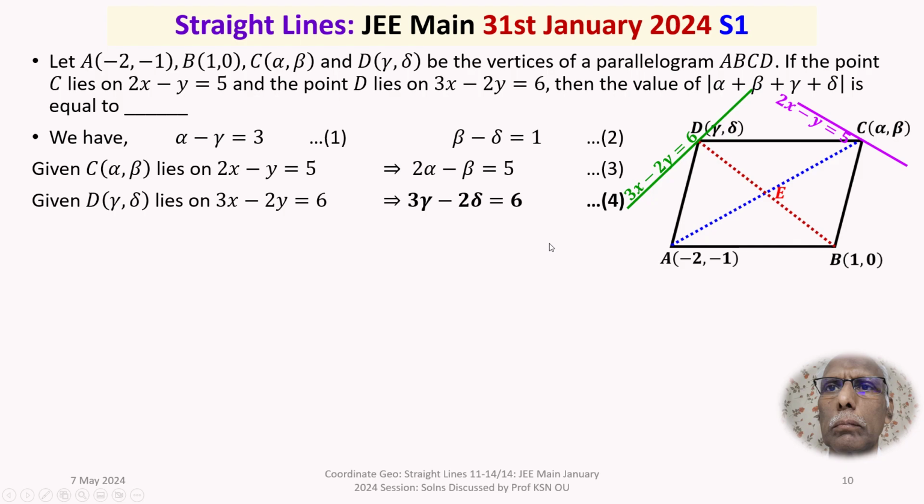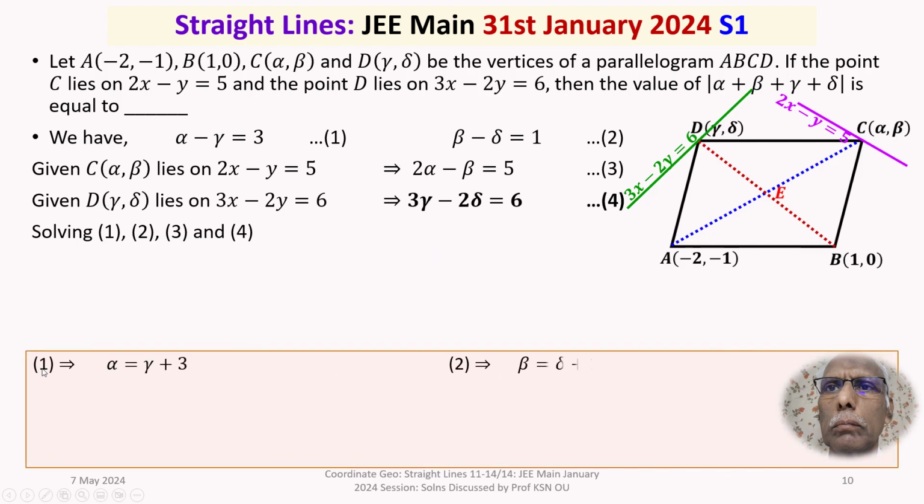Agreed. Now, here are 4 equations and 4 unknowns alpha, beta, gamma, delta, and it's not difficult to solve them. Solving 1, 2, 3 and 4 we get. So, I will show you how we have solved. The first equation will give you alpha is equal to gamma plus 3. The second equation will give you beta is equal to delta plus 1. Take these values of alpha and beta and substitute in 3.